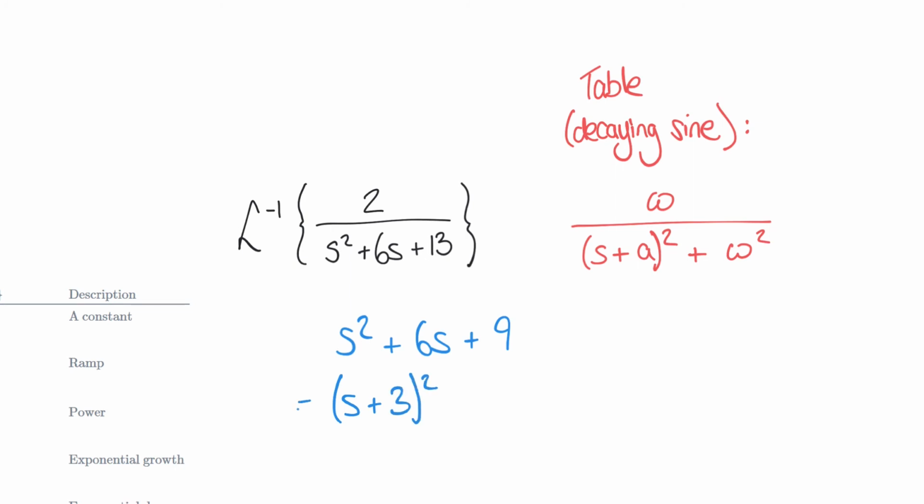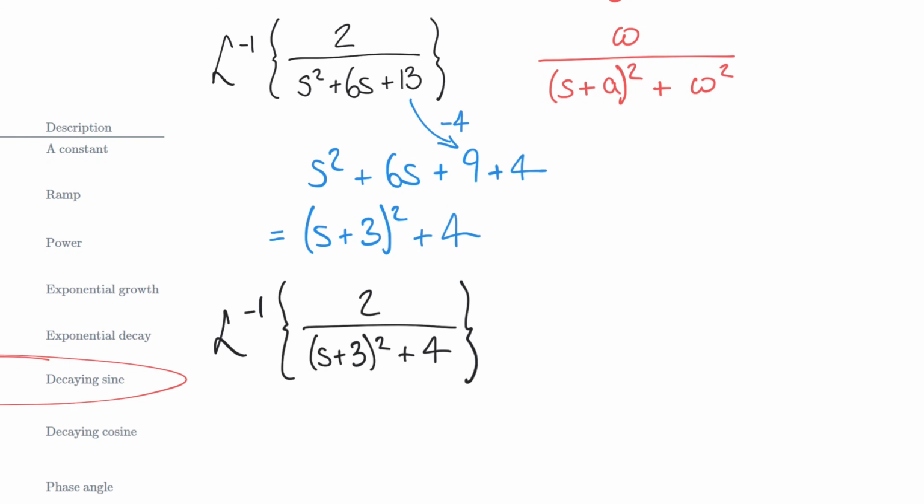But remember, what we've done really is we've cheated. We've taken 4 away from our expression. We had plus 13 and we've changed this to plus 9. We've subtracted 4 essentially, and so we have 4 left over to add on the end. And so really now our problem is in the form of this: we have 2 over s plus 3 squared plus 4.